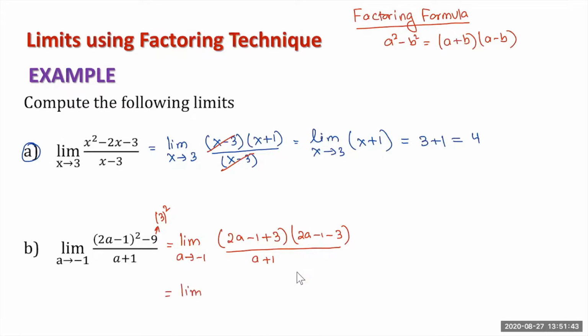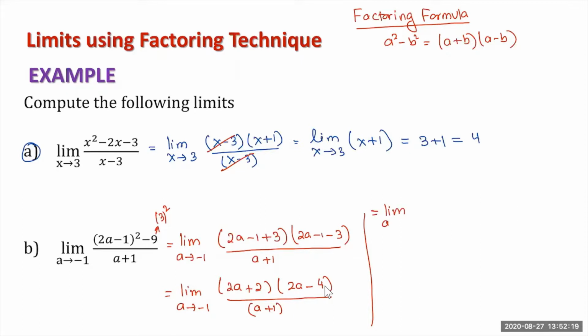We get the limit as a approaches -1. In the numerator, you have 2a, then you have 3 minus 1, which is 2. Then in the other parenthesis, we have 2a minus 1 minus 3, which is 2a minus 4, divided by a plus 1. Still, we are not able to cancel anything because you have a plus 1 in the denominator. In the numerator, we have 2a plus 2 and 2a minus 4. So let's work a little more.